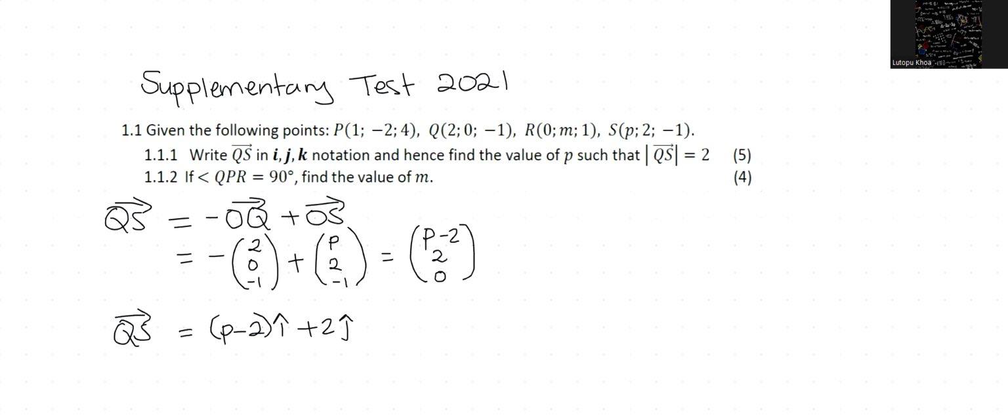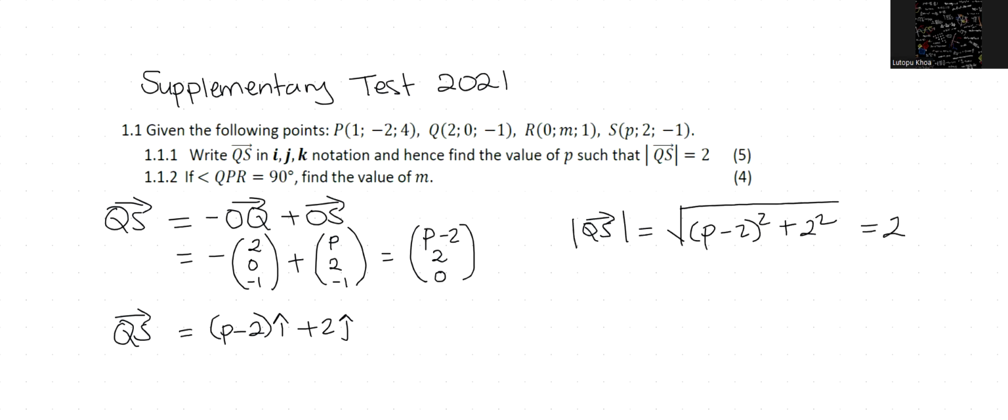And then it says, hence find the value of P such that the magnitude of QS is 2. So we work out the magnitude and equate it to 2 and then solve for P. So the magnitude of QS is the square root of the I coordinate squared plus the J coordinate squared. The K coordinate is 0, so we don't even need to write it. This is equal to 2.